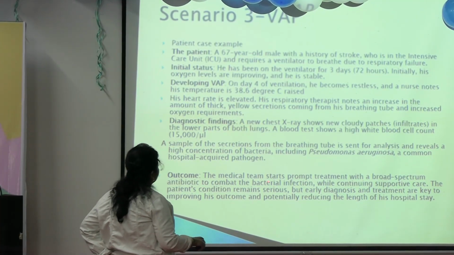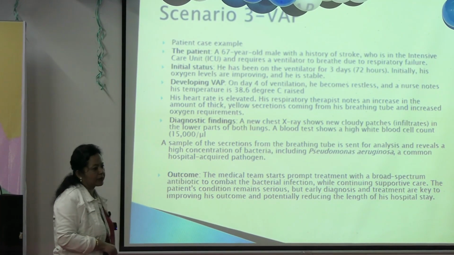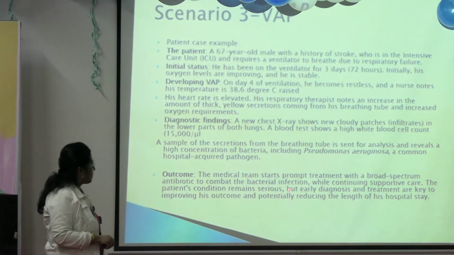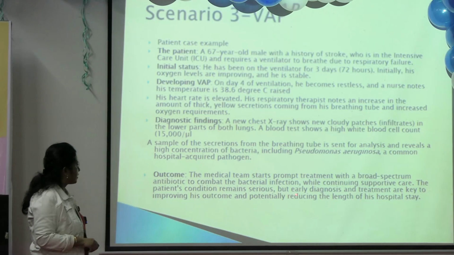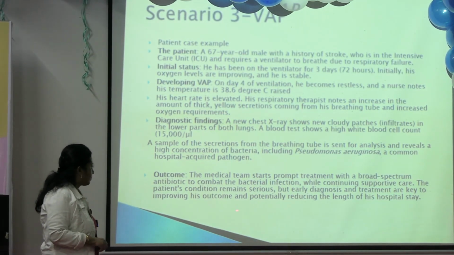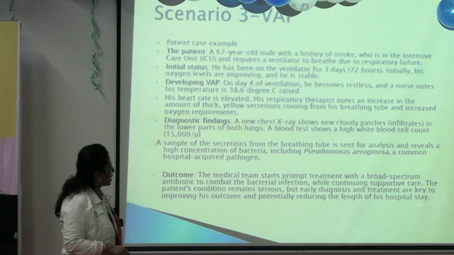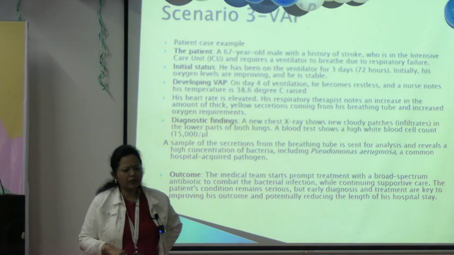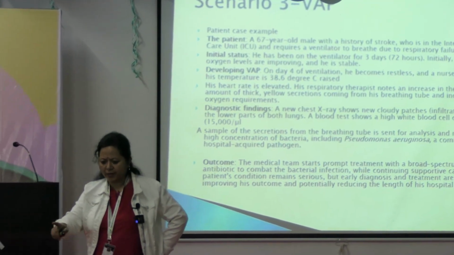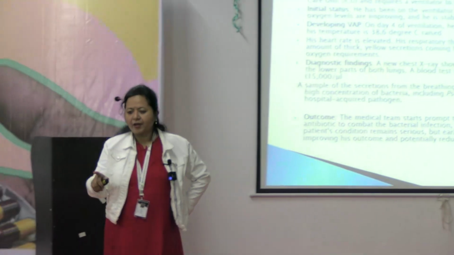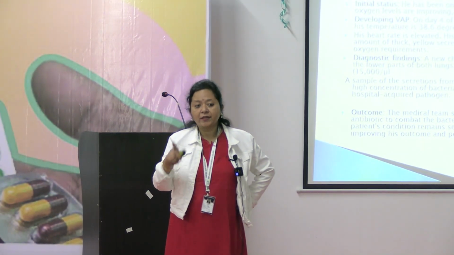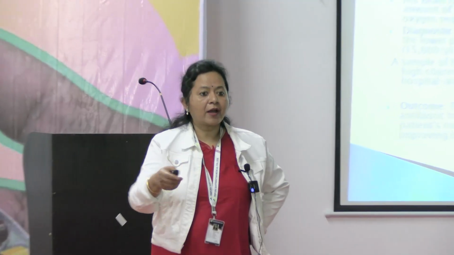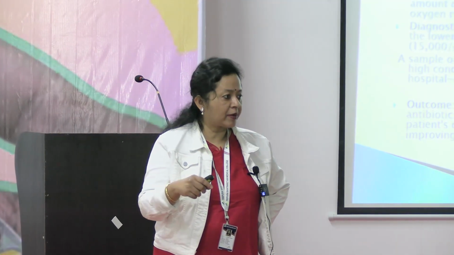Outcome: the medical team starts prompt treatment with broad spectrum antibiotics to combat this, and the patient's condition remains serious, but early diagnosis and treatment are key to improving his outcome and potentially reducing the length of his hospital stay. So very important is that you first recognize that this patient is having VAP. Then only you can start higher antibiotics or broad spectrum antibiotics, you understand?